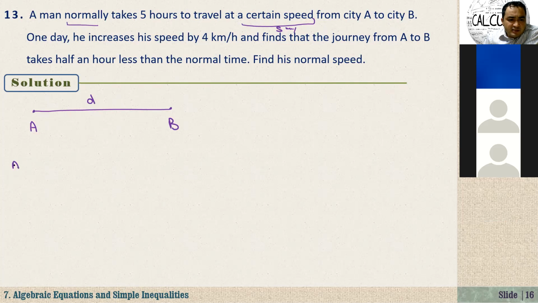In the first case, from A to B, distance equals, it takes 5 hours. And if he travels at a certain speed, what is the certain speed? It is s kilometers per hour. Let's say it is s. Now, one day he increases his speed. Maybe after 1 week, again, he has to visit city B. It says that he increases his speed by 4 kilometers per hour. So the distance doesn't change. Again, he's traveling from city A to city B, but for some unknown reason, he increased his speed by 4 kilometers per hour. So previously his speed was s, now his speed is s plus 4 kilometers per hour.